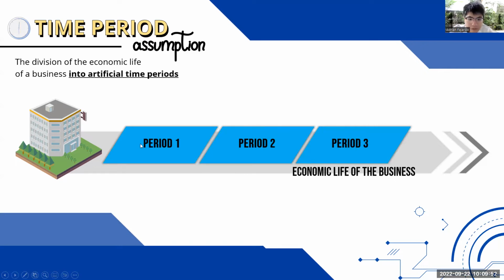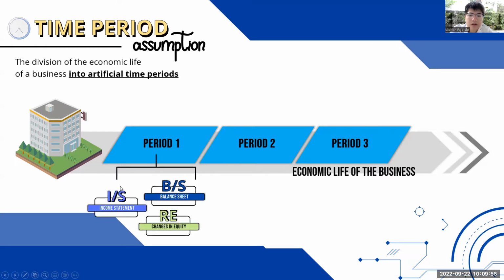And every period, that's when you're required to create your financial statements, right? So in period 1, you'll have your balance sheet, your income statement, your changes in equity. Same with period 2 and period 3, right? So why did I say period and not year? Because again, we're talking about artificial time periods.